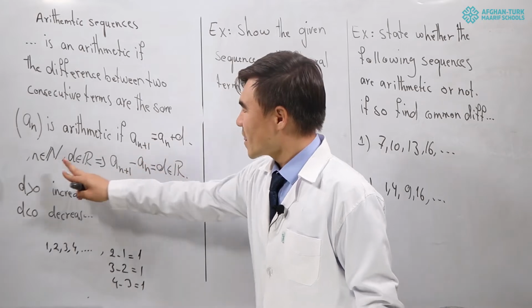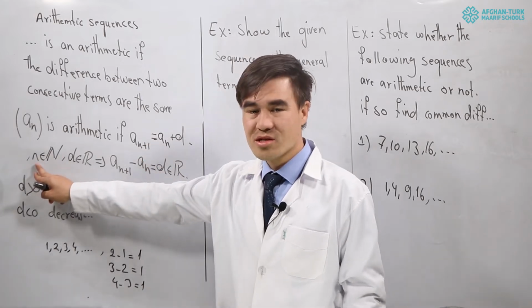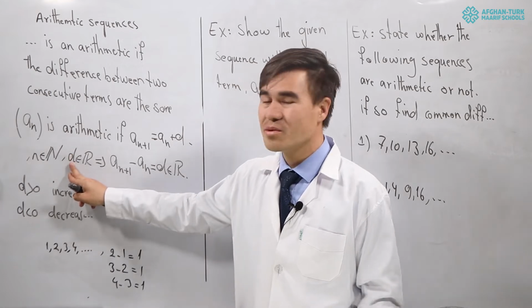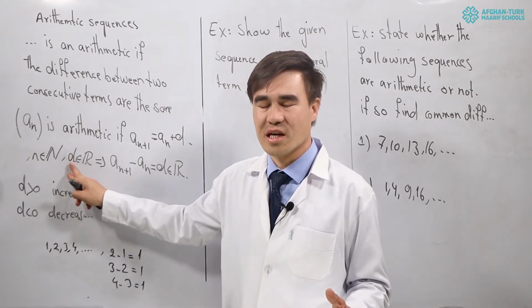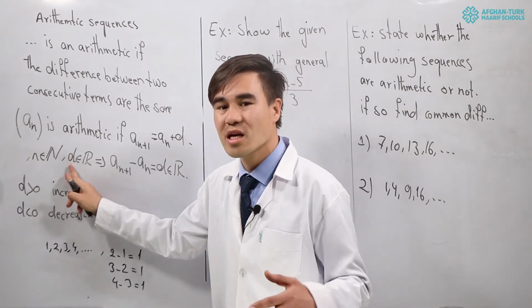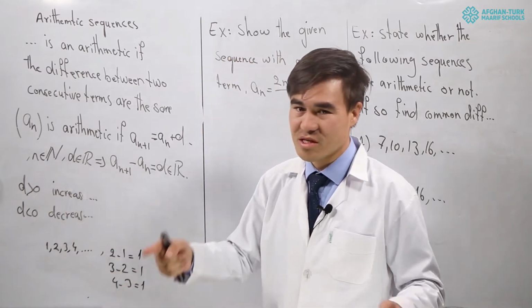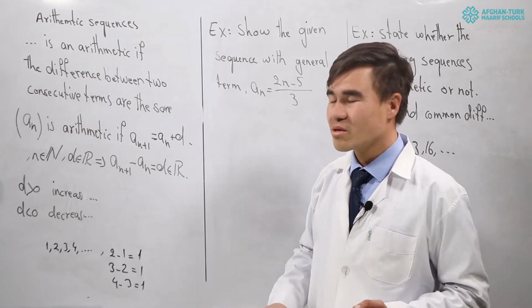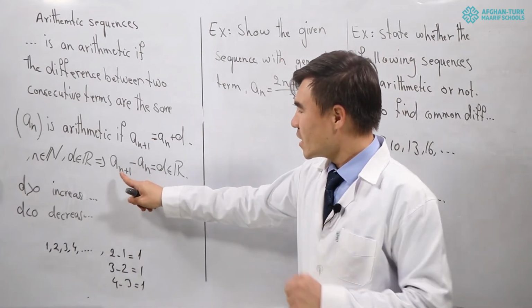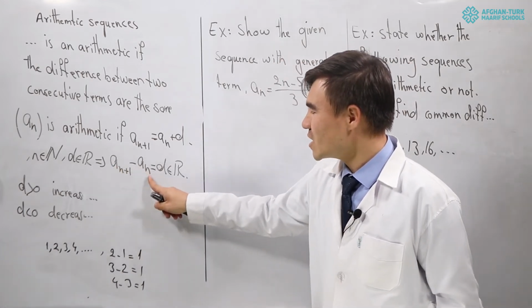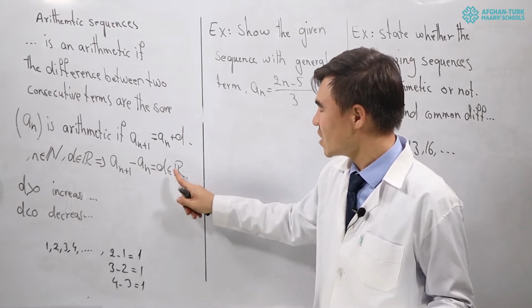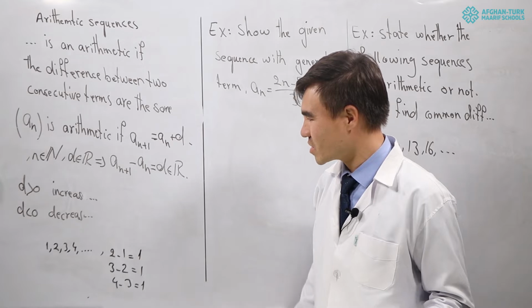Understand here, n must be from the integer numbers, which I taught in the definition of sequences, and the terms must be real numbers. Every time they must be real numbers. This is the common difference. The common difference of two consecutive terms in an arithmetic sequence must be a real number. Also, a_(n+1) minus a_n is equal to the common difference, and it must be from the real numbers.